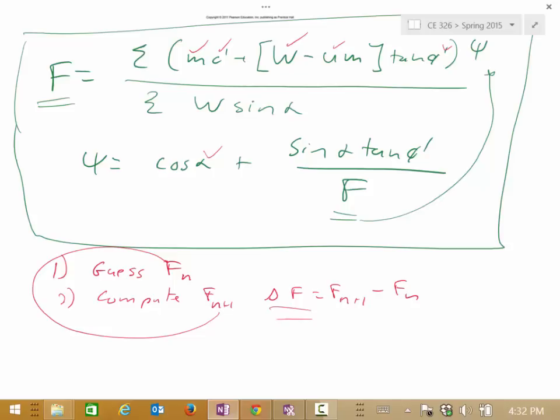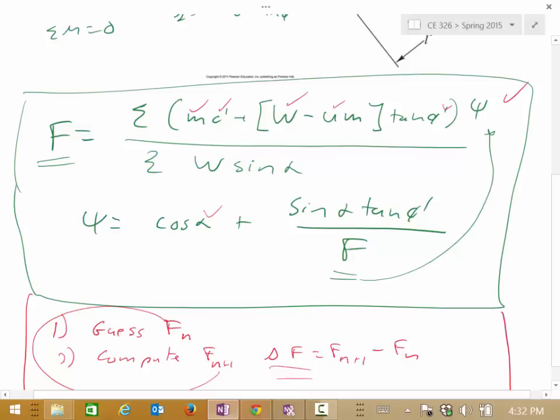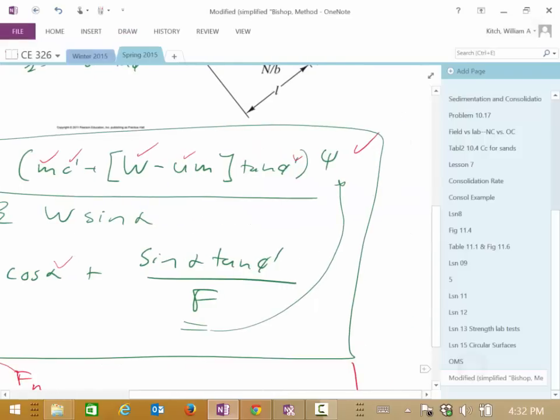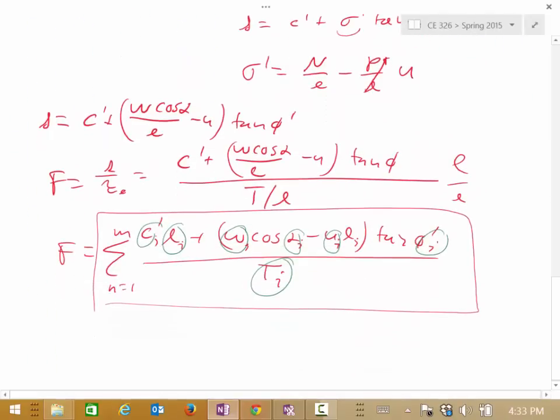So your job for next week, for next Tuesday, is there's one problem from the back of the book, and we ask you to solve it with both ordinary method of slices and Bishop's simplified method. And so you basically have to develop the spreadsheets for this equation and for this equation, and the same information comes off of the slices. So it's a pretty straightforward process. And you need to do both of those for your project.